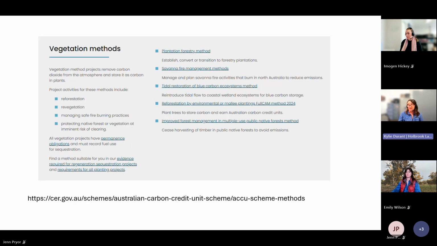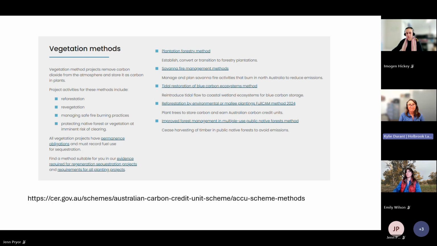And then there's vegetation methods, which I think we'll talk about a bit more. Some of these aren't relevant at all, but there's a forestry method, and then there's a revegetation or reforestation method. So cer.gov.au is your information point for all the projects.